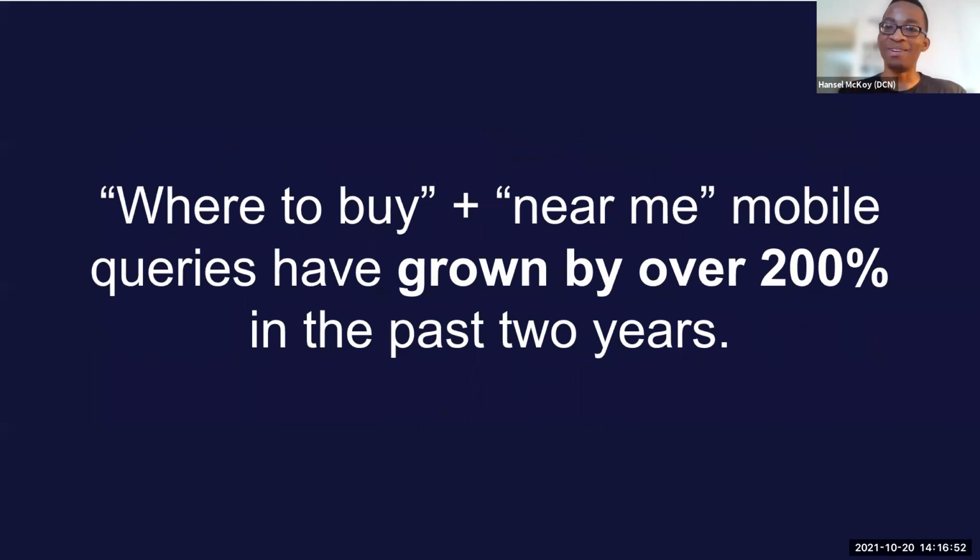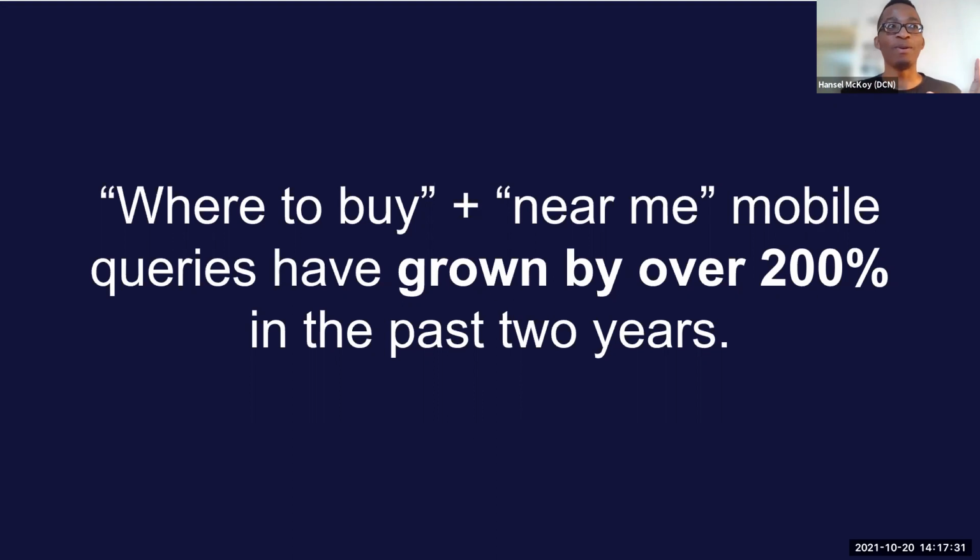Other notable statistics: "where to buy" and "near me" mobile search queries have grown by 200% in the past 2 years. That shows that people are not only searching for these types of queries now, they will be searching for them in the future. And we've all searched for these types of queries ourselves as well. We've all been looking for something near us because we want to take an immediate action. And the fact of the matter is, you're more likely to take those immediate actions when you're using your mobile devices.